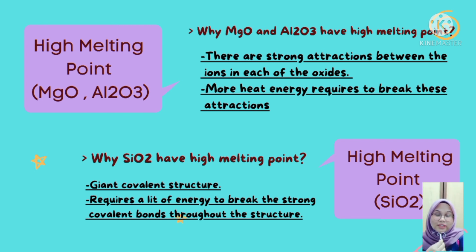Okay, so what about silicon dioxide? Silicon dioxide also has a high melting point because it is a giant covalent structure. So it requires a lot of energy to break the strong covalent bonds throughout the structure. So that's why silicon dioxide also has a high melting point.